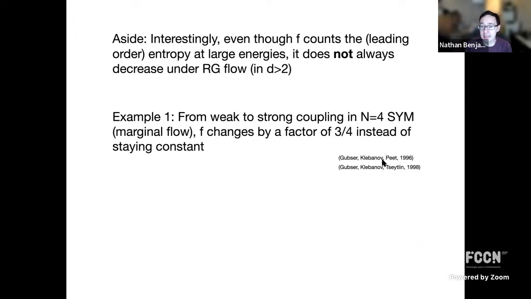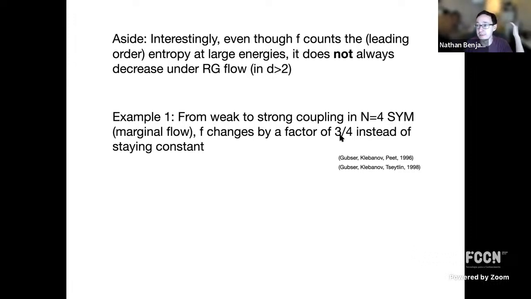It was computed in the 90s by these people that as you go from the free point to the holographic point, so going from zero 't Hooft coupling to very large 't Hooft coupling, this factor F changes by a factor of 3/4. I think it decreases by a factor of 3/4. So it doesn't stay constant, it decreases by a factor of 3/4. And this is this famous 3/4 mismatch in entropy.